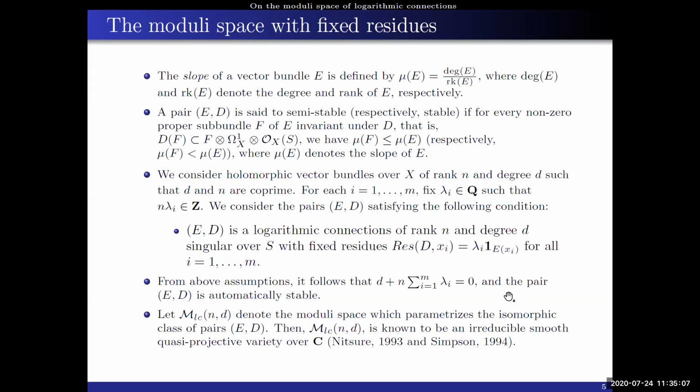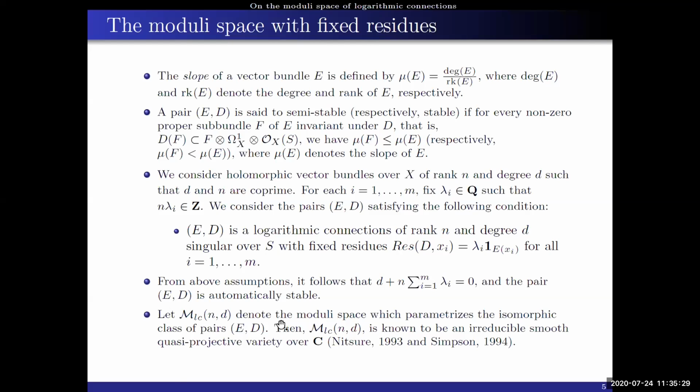And if we assume further, because d and n are co-prime, we will see that because of this relation, this logarithmic connection is automatically stable. So I'm saying this logarithmic connection is stable. It doesn't mean that the vector bundle is stable. The vector bundle may be unstable or semi-stable, whatever, but this is automatically stable.